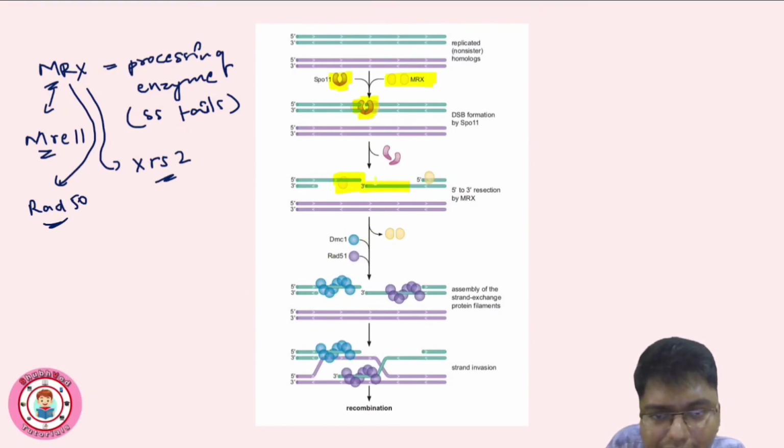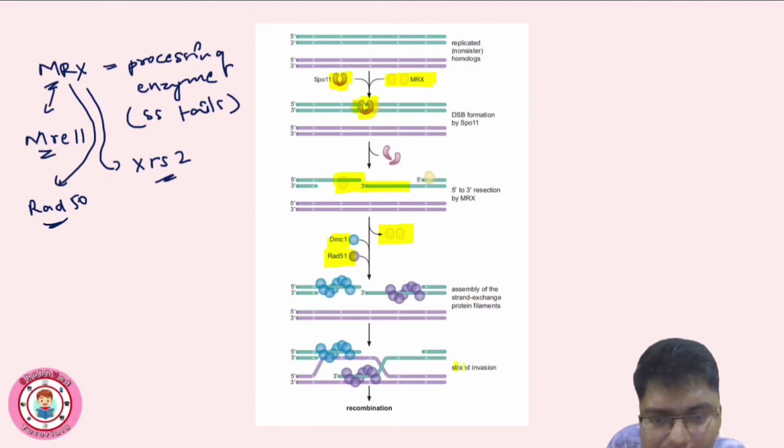After 3' ends are formed, MRX is released out. Then the next protein will come, DMC1, RAD51. These are the strand exchanging proteins. Okay, homolog of RecA, right? RecA. See, filament formation is taking place. Assembly of the strand exchange protein filament. So strand exchange, or we can say strand invasion, taking place.